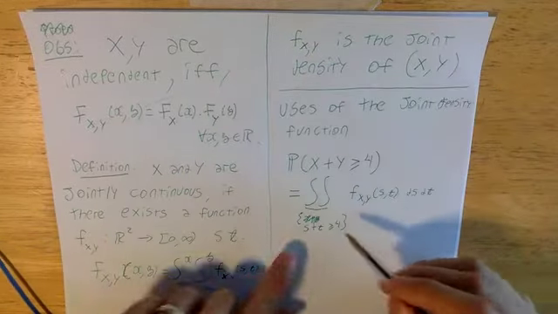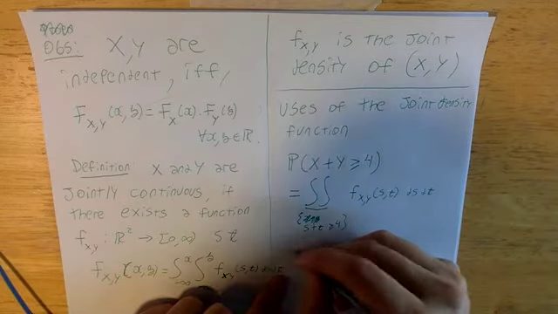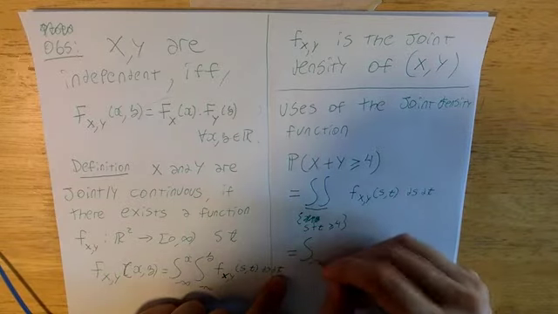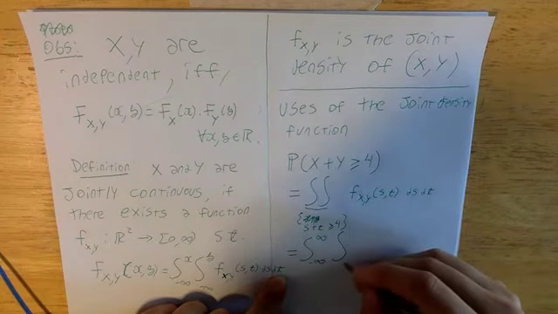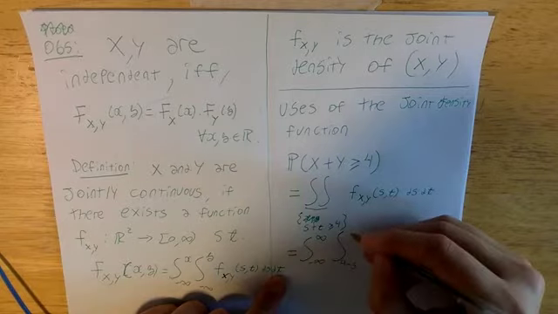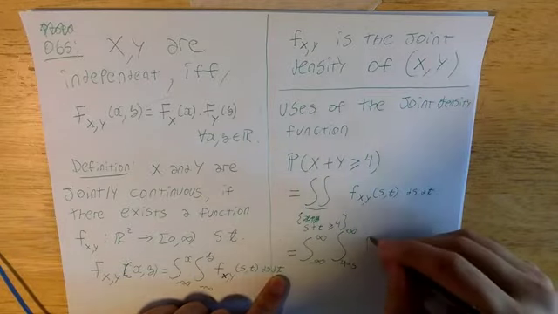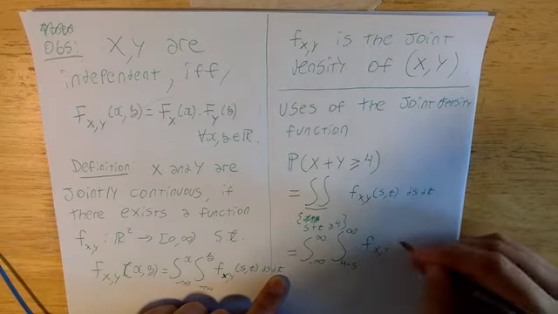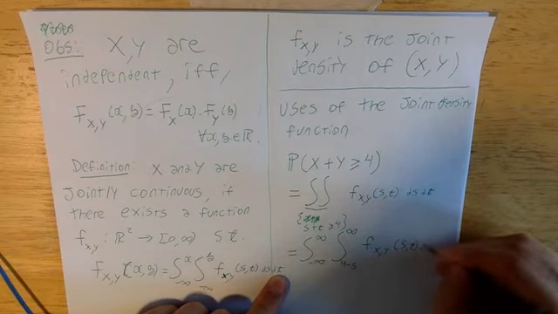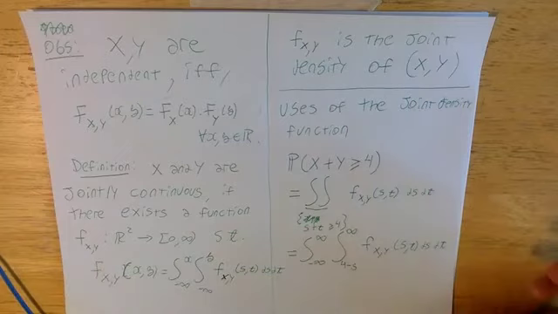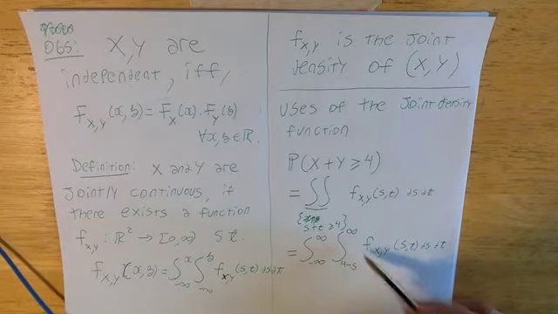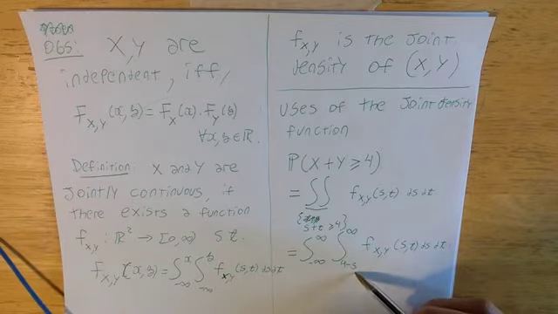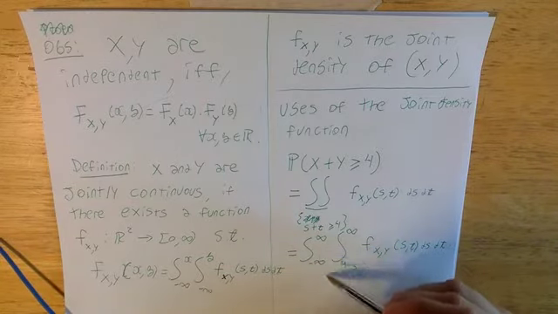Okay, so in particular, this set can be written as the integral from minus infinity to infinity of the integral from 4 minus s to plus infinity of f_{X,Y}(s,t) ds dt. So you first integrate from 4 minus s to plus infinity, which are all the possible values for y, and then you integrate from minus infinity to infinity.